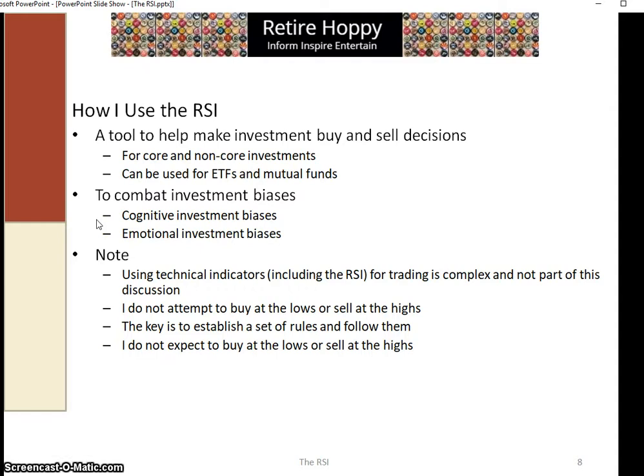Cognitive investment biases include such things as following the herd and confirmation bias, and emotional investment biases include things like overconfidence. Now, if you allow your biases to drive your investment decisions, which they can do, then your decisions are not completely rational, and that can result in bad outcomes.